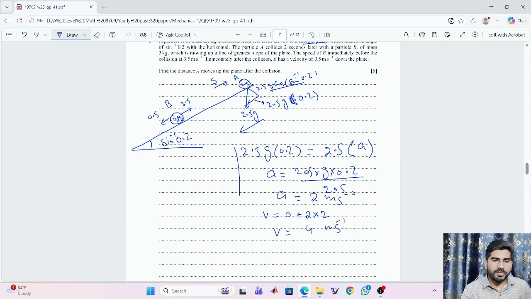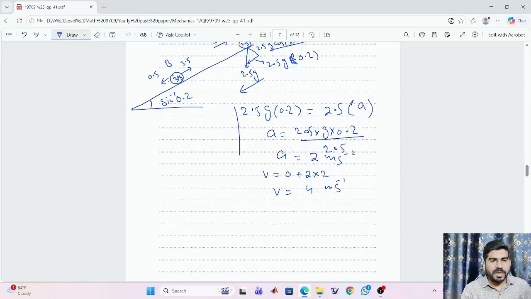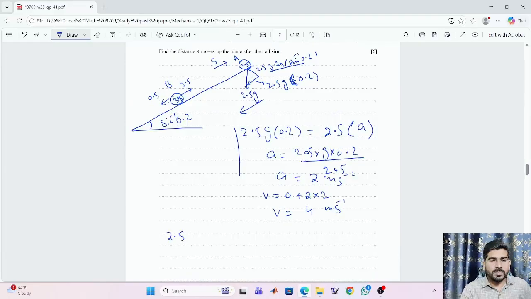Now we have the velocity of A before collision and the velocity of B before collision, so we can apply the law of conservation of momentum. Before collision, the mass of A is 2.5 times its velocity of 4, plus the mass of B, which is 3, times its velocity before collision, 3.5. After collision, the velocity of B is 3 times 0.5, and it will be negative because it is moving downward. When it is moving upward, its velocity is positive, and when it is moving downward, its velocity is negative. Plus after collision, the mass of A is 2.5 times the velocity after collision, which we want to find.